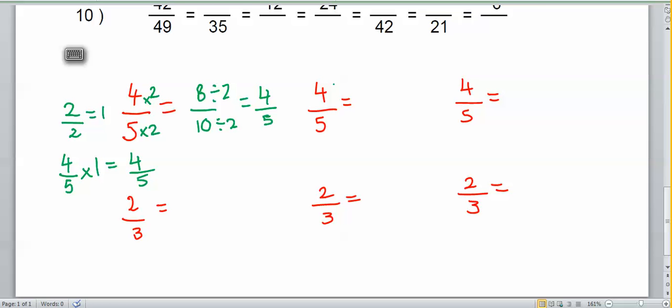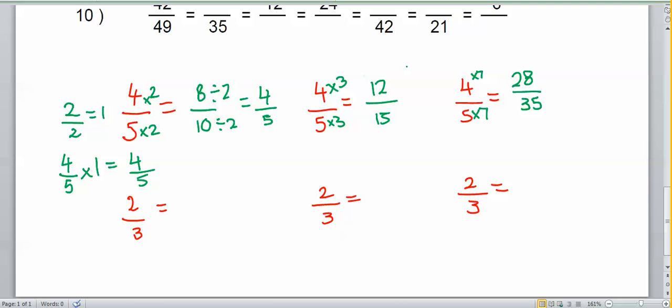4/5 is also, we could multiply this by 3, which means we must do the same to the bottom. So we can have 12/15 is the same as 4/5 as well. Now let's do another one. Let's multiply the top by 7 and the bottom by 7. Now if we do that, we're going to have 28 over 35. And they may look different, but I can guarantee you that 28 over 35 is the same as 4/5.